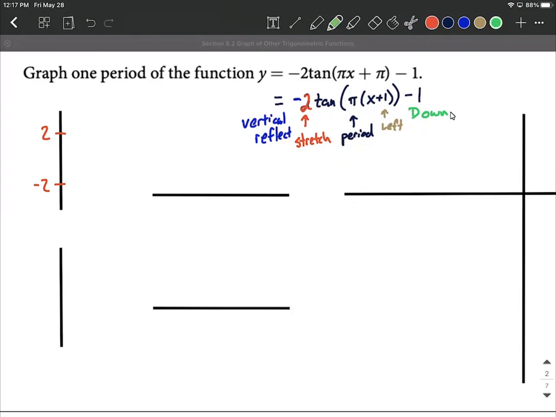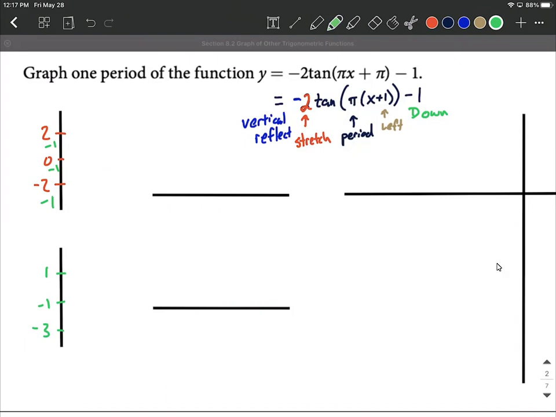Next, let's apply this downward shift. Everything's supposed to move down 1 unit. So for each one of these labels, I'm going to subtract 1. 2 minus 1 makes 1. -2 minus 1 makes -3. Those are going to be key values for us. The other key value I'll include here is that middle point. Initially, it was at 0 at the origin, but we're going to move that down 1, so it's going to go to -1. All 3 of these y values should be included as we put this all together for our graph.